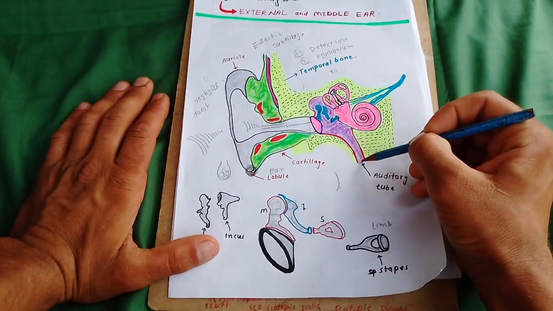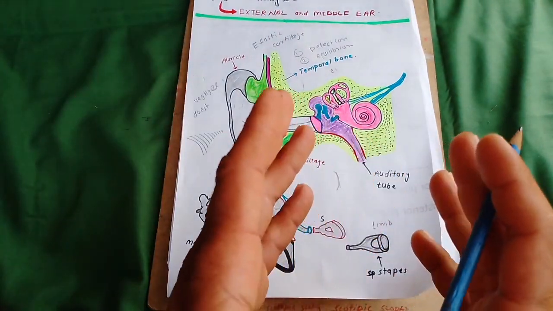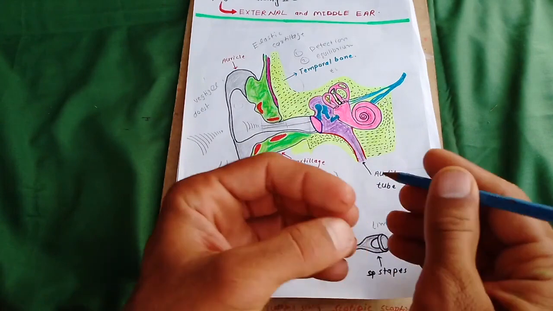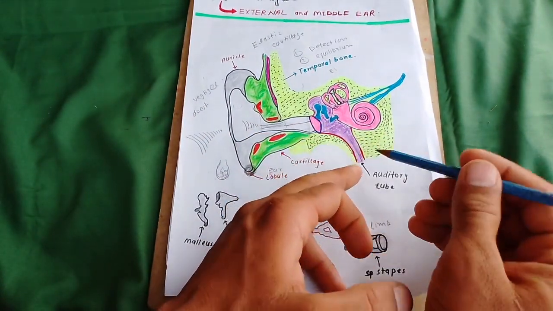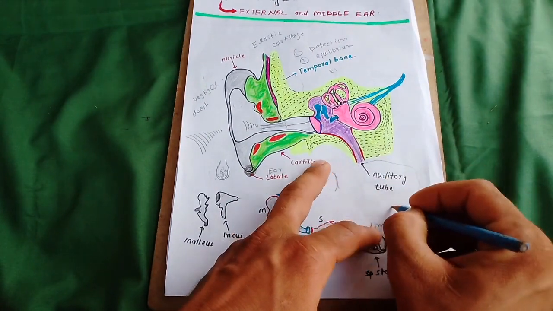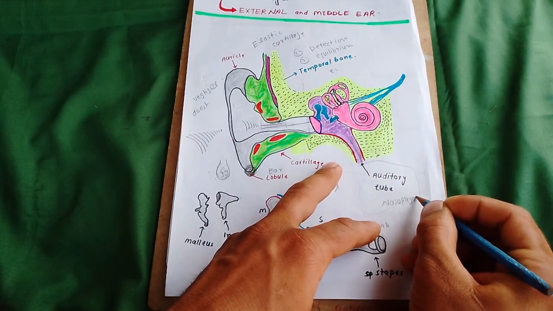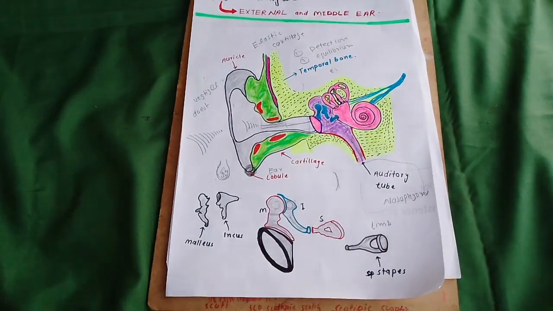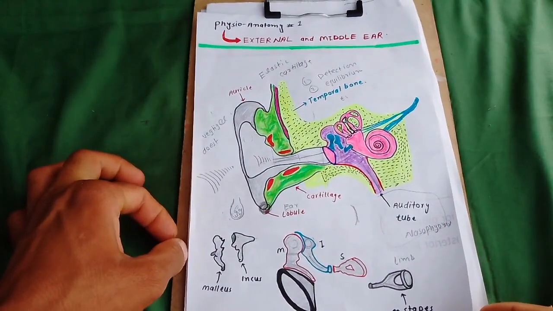This is the auditory tube. What is the auditory tube? The auditory tube is the canal which connects the middle ear with the nasopharynx. This is the area of the nasopharynx. So what is the physiology?